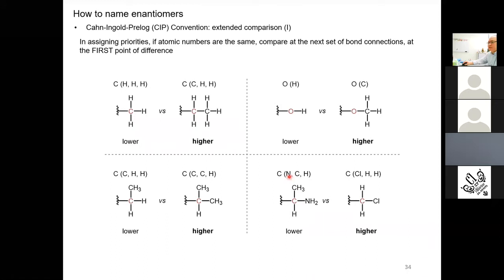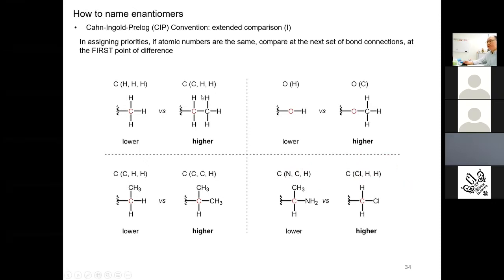For the last one listed here, the carbon has a nitrogen, nitrogen, carbon, and H. Nitrogen is the biggest. And this other carbon has a chlorine and 2 H. We compare the biggest: nitrogen is lower than chlorine, because chlorine's atomic number is 17, higher than nitrogen's. So chlorine is bigger than nitrogen, and this group has the higher priority.